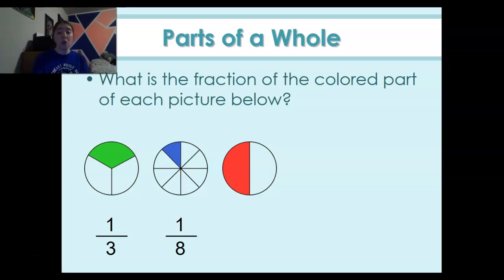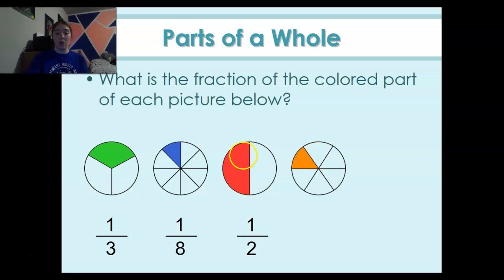Here we have 2 whole parts. We have one shaded and one not shaded. So we have 2 whole parts, which would be the denominator. Remember, the whole is on the denominator, and one is shaded in. So the 1 would be on our numerator. So we have 1/2 shaded in for this circle.